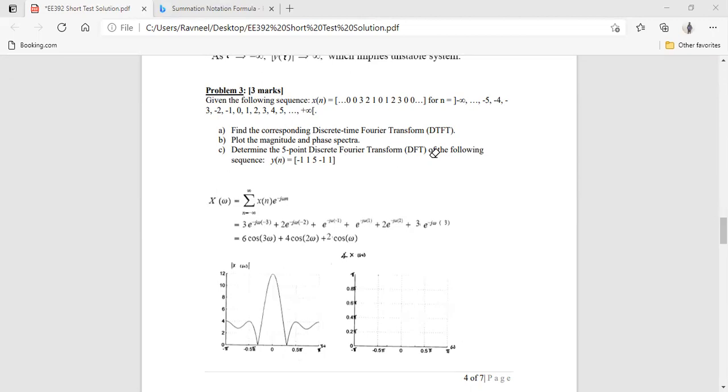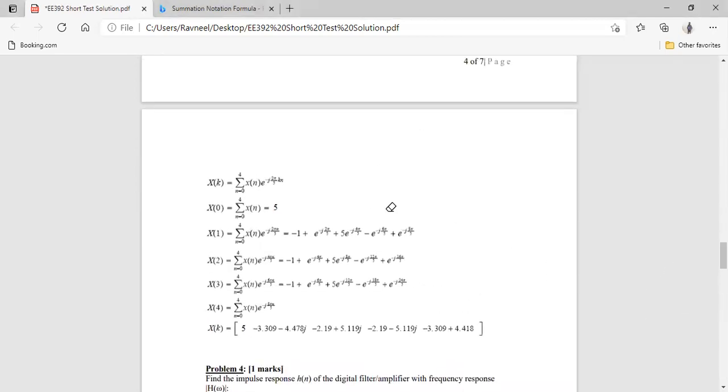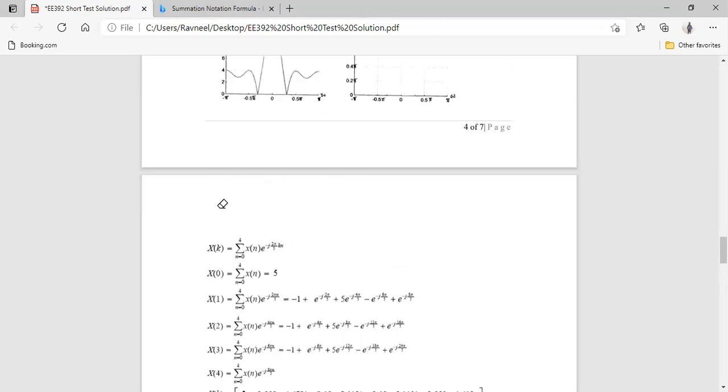So when we are discretizing, what happens? This omega changes into 2 pi upon capital N multiplied by k. We are dependent on the discrete value that is defined by k. So it is given by X of k is equal to the sum of n equal to 0 till capital N minus 1, x of n, e to the power of minus j 2 pi k upon capital N multiplied by n. So we are just finding the discrete Fourier transform of it. This is the formula that we needed to use.